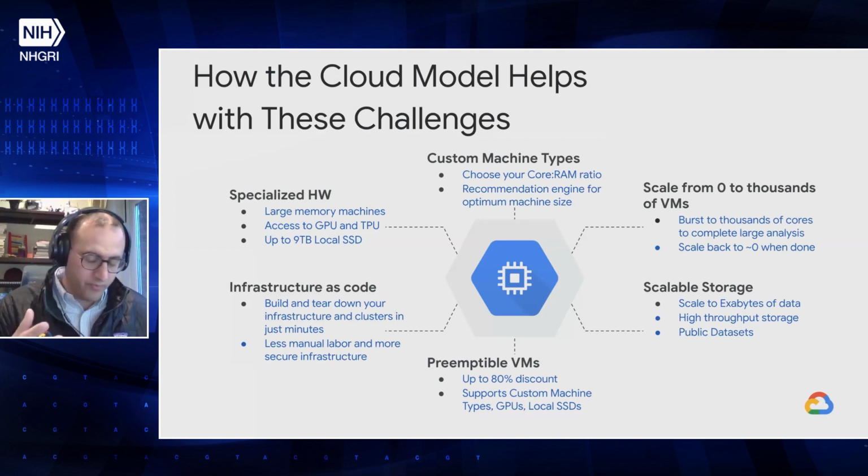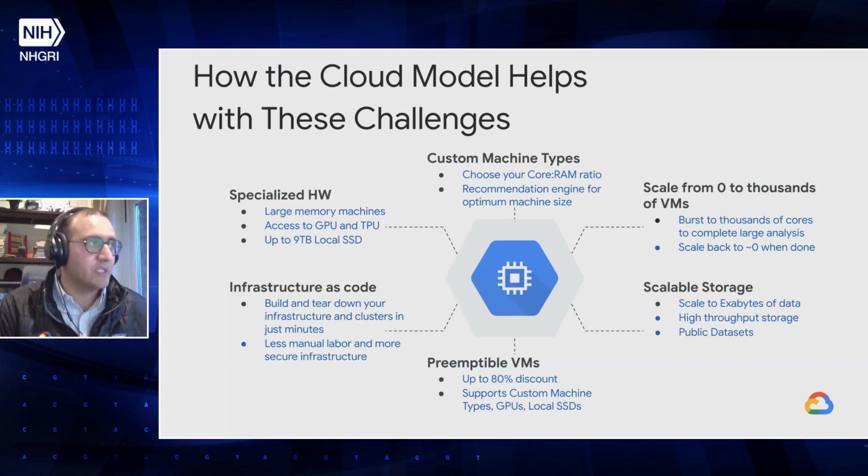Both the change in compute needs and the change in the type of compute required, as well as the amount of data, introduce challenges that can be addressed by some of the properties of cloud. First, scaling from 0 to thousands. If you no longer have samples to process, you can easily scale down to 0 and keep your costs down. But if you need hundreds of thousands or even millions of cores, you can do that, and then when you're done, scale back to 0 again.